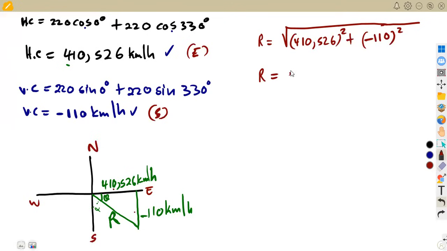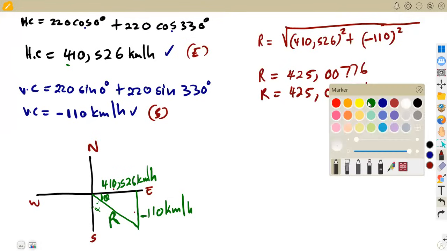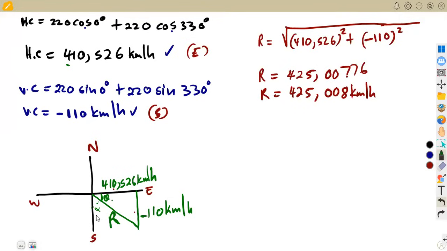So that was going to be 425.00776. If you round this to 3 decimal places, we are going to have 425.008 in this case. All right, so that's kilometers per hour. So that was going to be the velocity, and the direction can be taken from either theta or alpha.